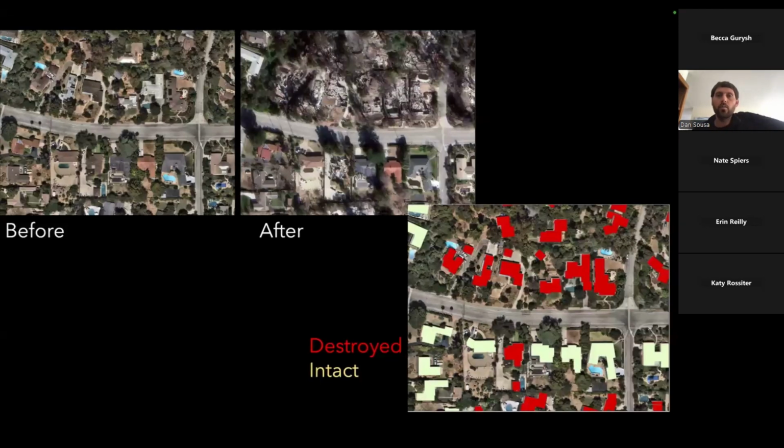And so remote sensing things we're working on right now are using high resolution aerial imagery to make maps of building level impact of the fire. Obviously, these are not perfect and are not as accurate as they would be if you were to go there on the ground, but can be automated at scale very quickly, which can be useful for immediate response.